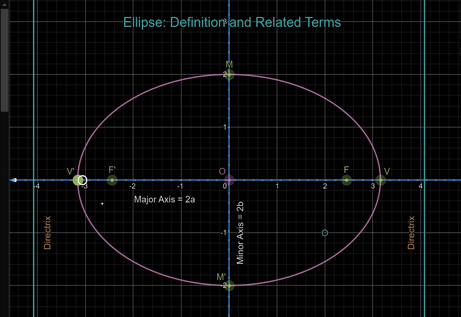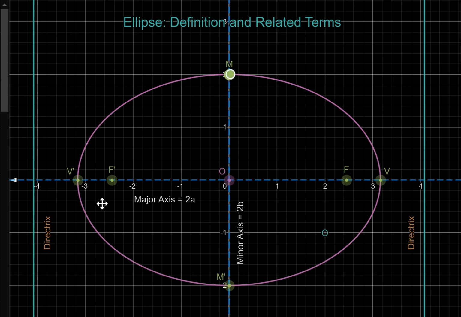The length of the major axis is 2a. What is a? When we write the equation of an ellipse in standard form, the equation is x squared over a squared plus y squared over b squared equals 1. The denominator a squared, the term a, is actually the distance of the vertex from the center. So that is a, and therefore the major axis becomes twice that value, 2a.